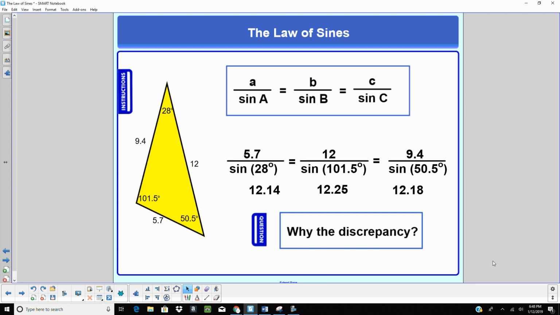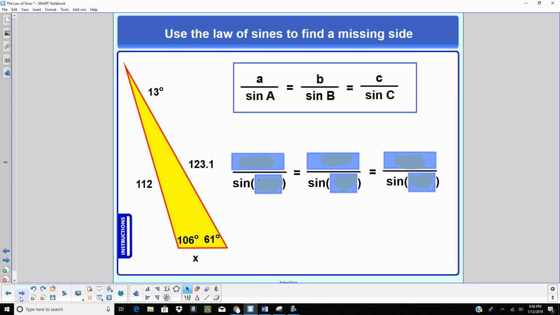Well, it really comes down to rounding errors, okay? That's one of the reasons we try not to round until the very end. So, on this one, take a second, try and set this one up on your own.